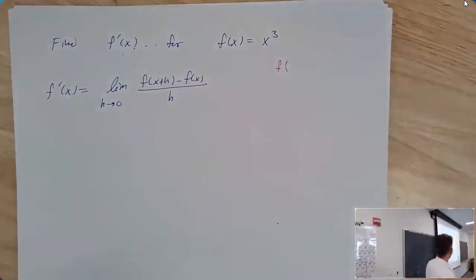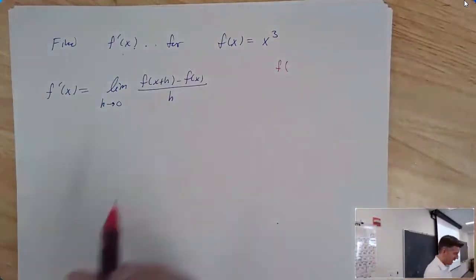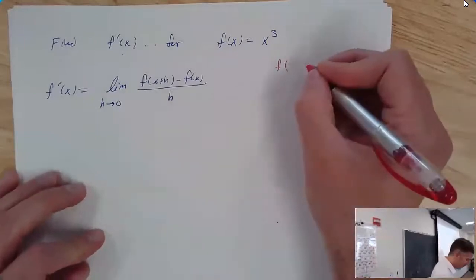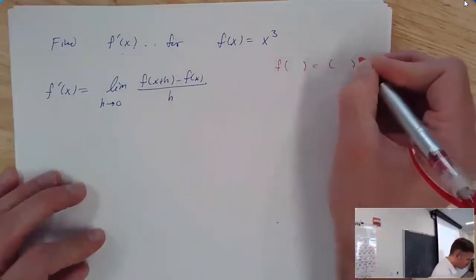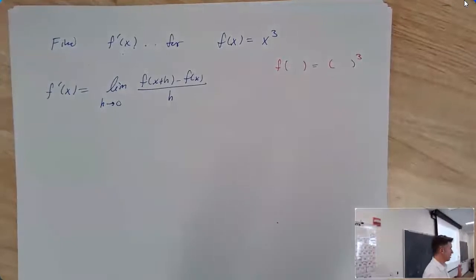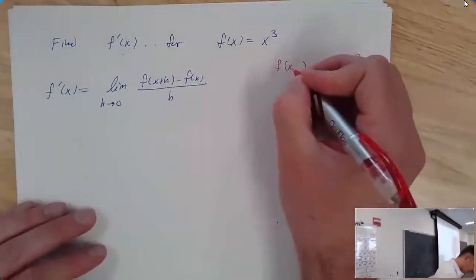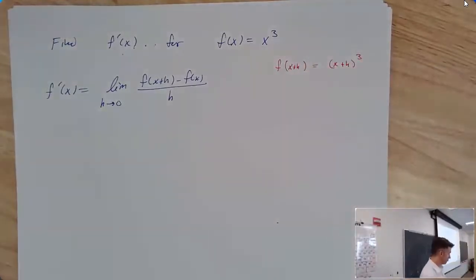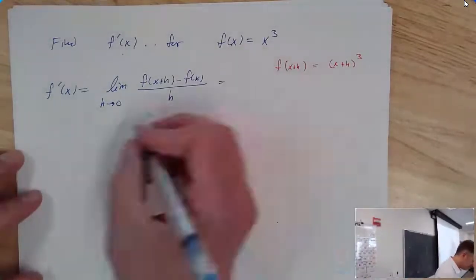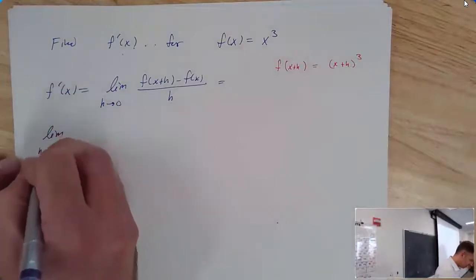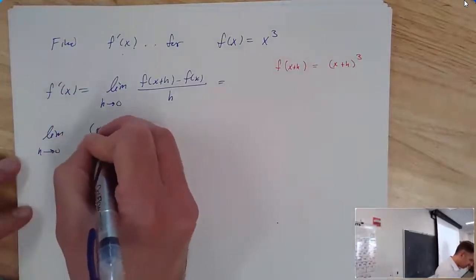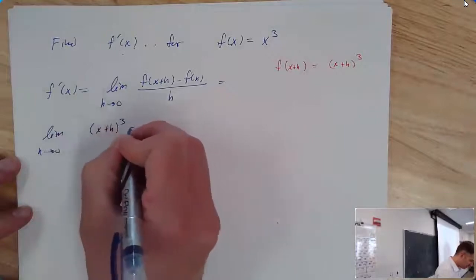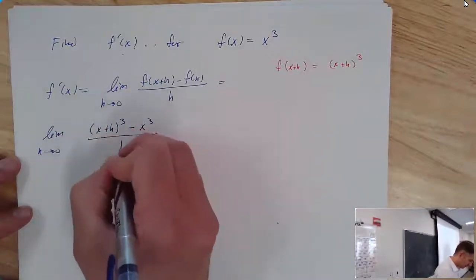So here's what I would recommend if you're getting a little caught up. f of x is x cubed. f of parentheses is parentheses cubed. It'll always work to say, well, whatever's in there is going to get cubed. And then what's in there in this case? Oh, it's x plus h. All right. So then we're going to write this out as the limit as h goes to 0 of x plus h cubed minus x cubed all over h.